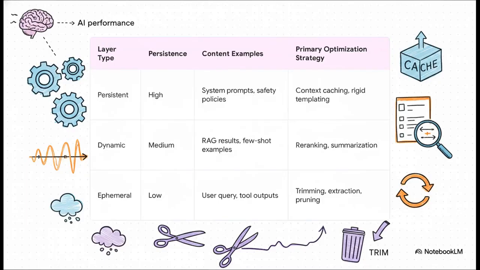Now, what's really fascinating about this slide is how it breaks it all down. That persistent layer, with things like system prompts and safety policies, is absolutely perfect for something called context caching to save on costs. The dynamic layer with search results needs constant re-ranking and summarizing, and that ephemeral layer with the user's latest query needs aggressive trimming to keep it focused. So you see, each layer gets its very own strategy.